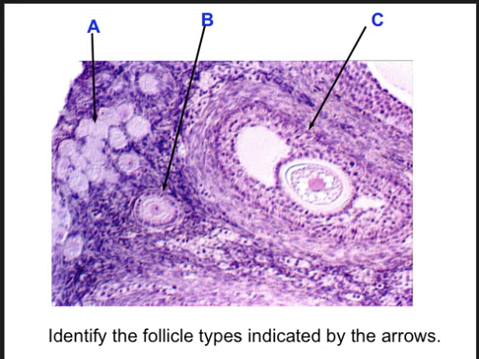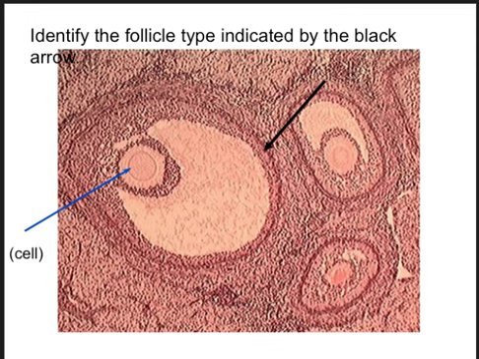This is just another slide, again, from the ovary, and we can see here A indicating a primordial follicle, B a secondary follicle, and C indicating a mature or a Graafian follicle. Okay, next question. Identify the follicle type indicated by the black arrow. This is a Graafian follicle. We know this because of the large fluid-filled antrum. This is the ovum here, indicated by the blue arrow, and this again is the corona radiata.